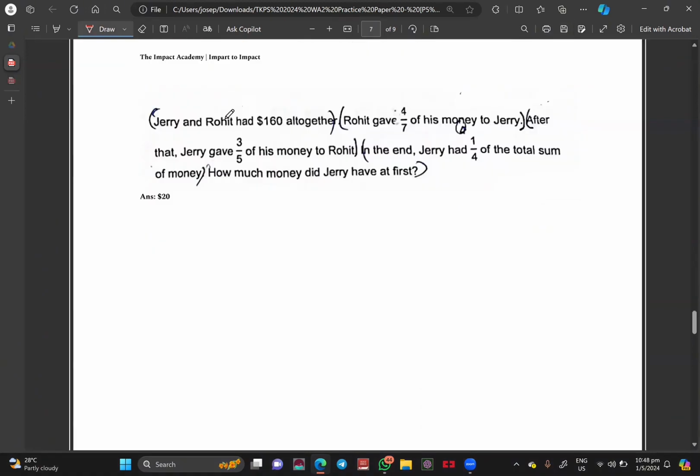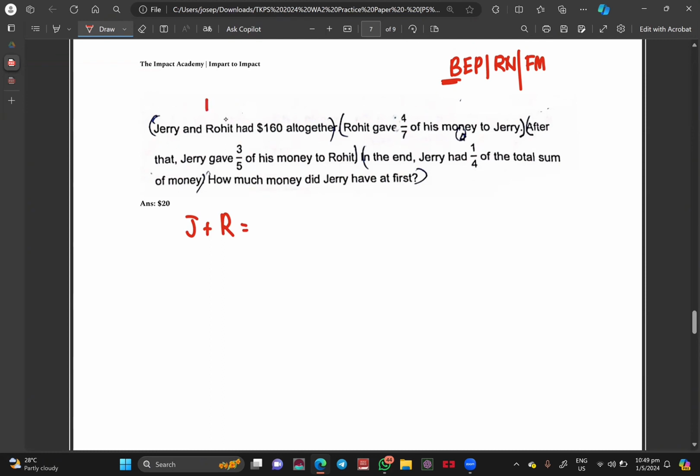Now we are going to look at this question over here. For a fraction question, this is a before and after question. So now we're going to write this down. We're going to say that Jerry and Rohit had $160 altogether. Whenever we do a before and after, I encourage all of my students, this is the way to go: draw a table. You will never go wrong.